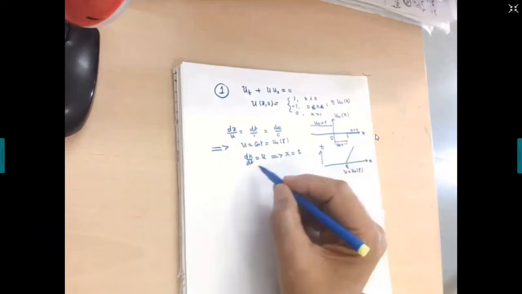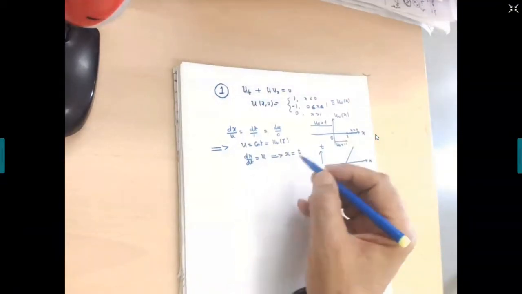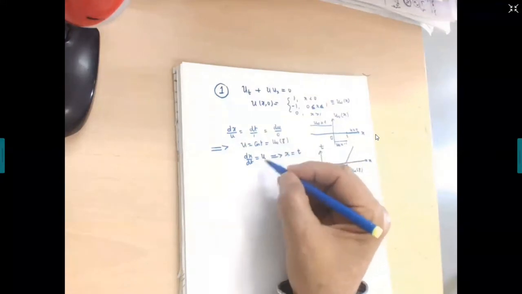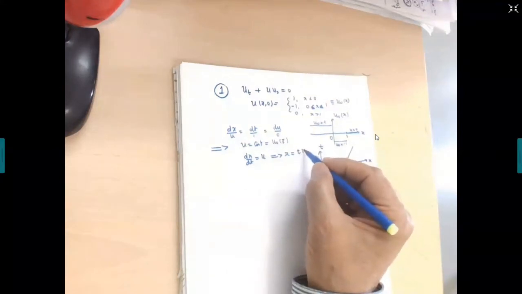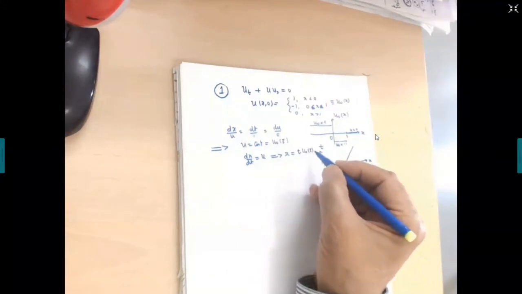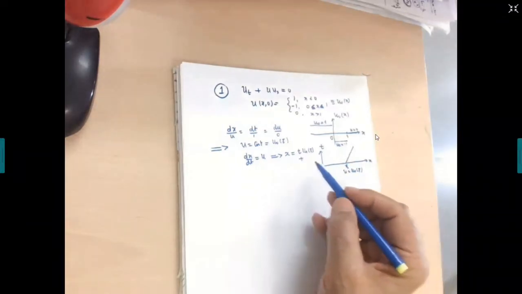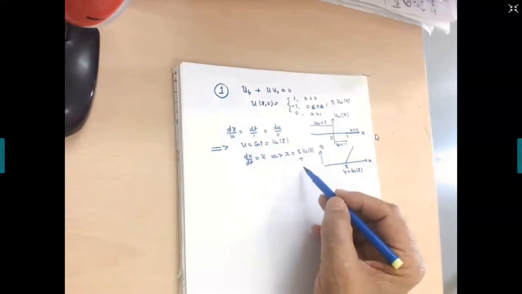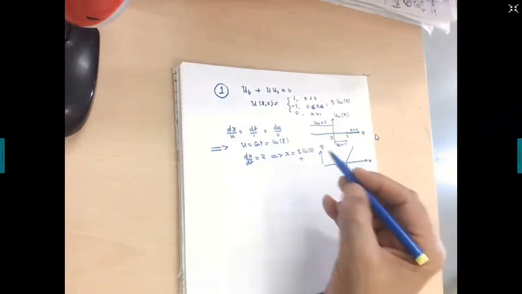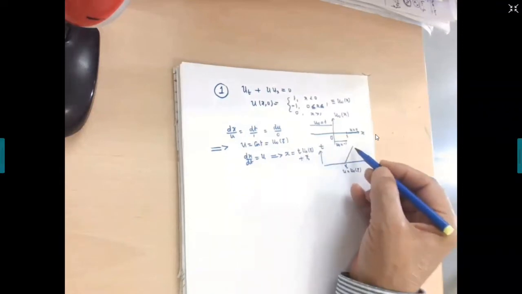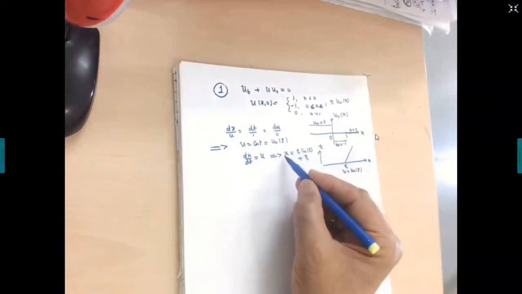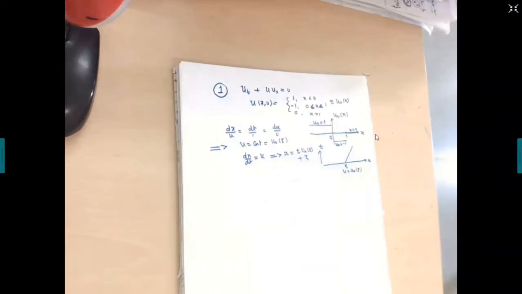So what is this now? If I put it here, x is equal to t times u naught of xi plus an arbitrary constant. At t equal to 0, x is equal to xi, so the constant is nothing but xi. Is that right? Yes, sir. Exactly.